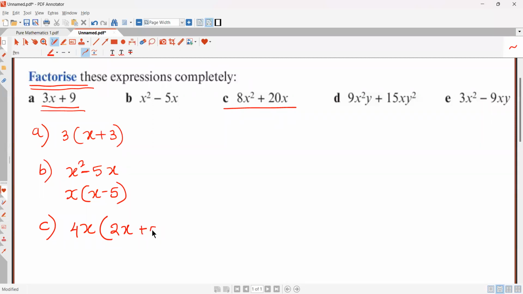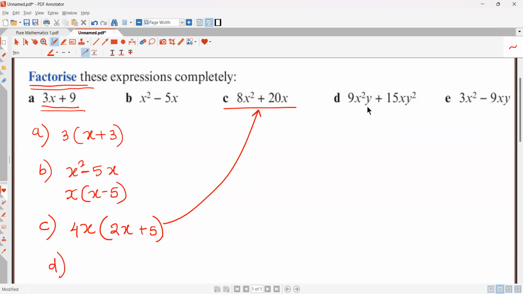4 5s are 20. See, whenever you factorize, reopen the bracket again and see whether you get this back or not. That is one way to check whether your answer is correct or not. 4 2s are 8, x into x, x square. 4 into 5 is 20 multiplied by x. So remember, in factorize, when you reopen the bracket, you should get your question back. Okay, C part is done. Now let's go to the D part.